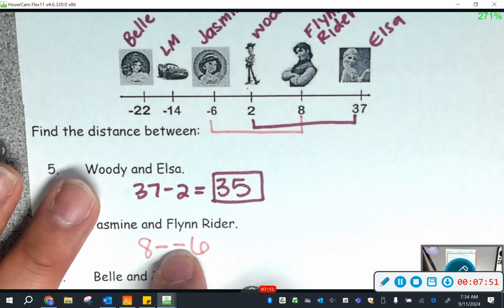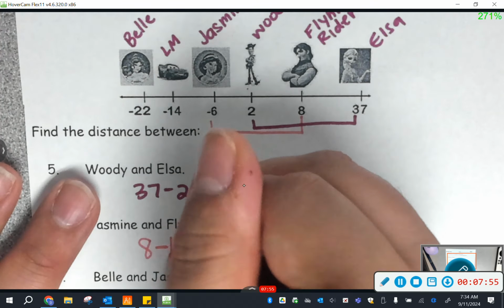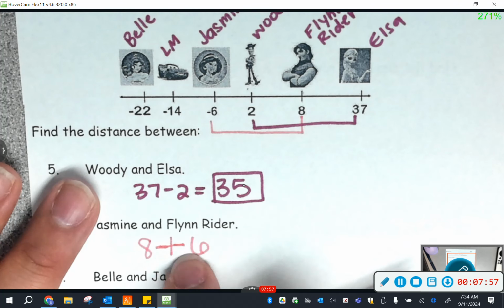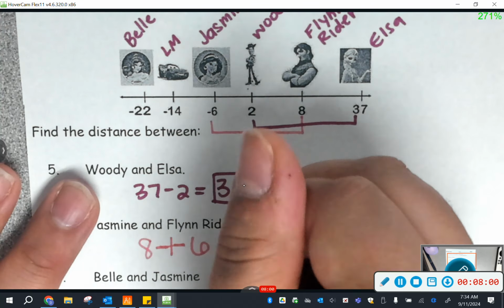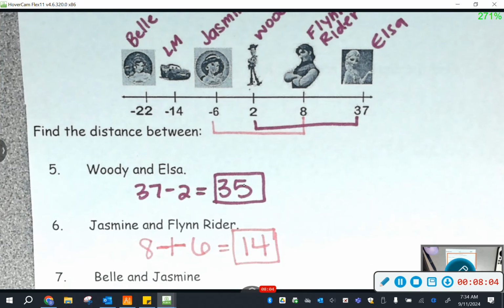A positive and a negative, be careful. What's a negative and a negative? It's a positive. What is 8 plus 6? And remember, you can never get a negative answer.